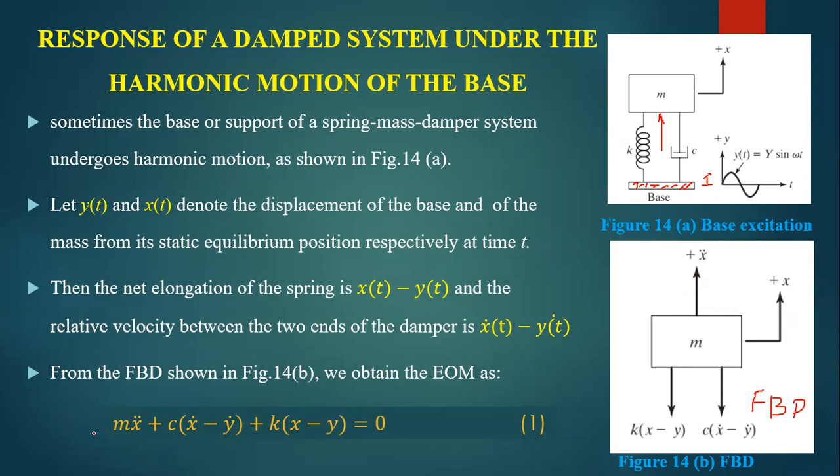we have m x double dot plus c times (x dot minus y dot) plus k times (x minus y), which is equal to 0. So this is the equation of motion. Okay, equation of motion.